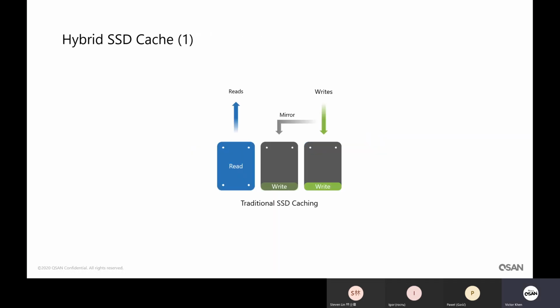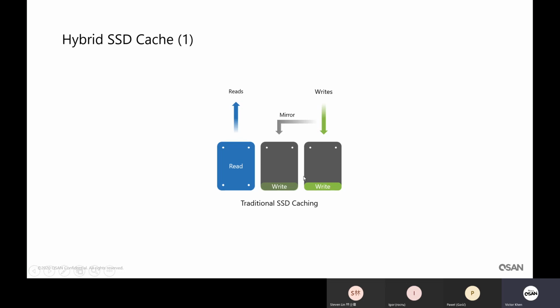Another great feature for the optimization of our storage that we include is the hybrid SSD caching. Before, in most storages, when you wanted to use both read and write cache, you would need at least 2 drives. One drive is used for reads and another drive is used for writes. So they mirror each other, and in case one drive fails, all the cache will be alive and available.